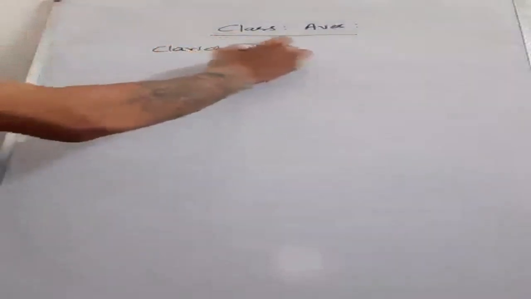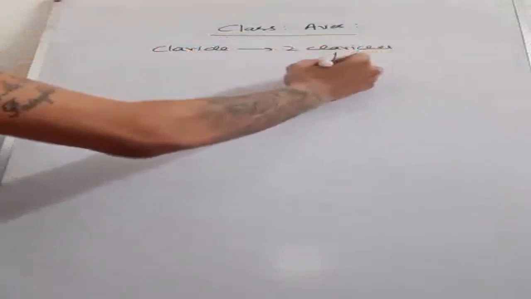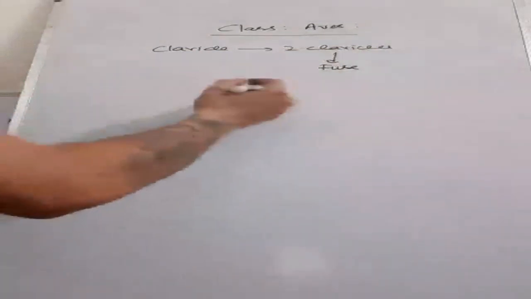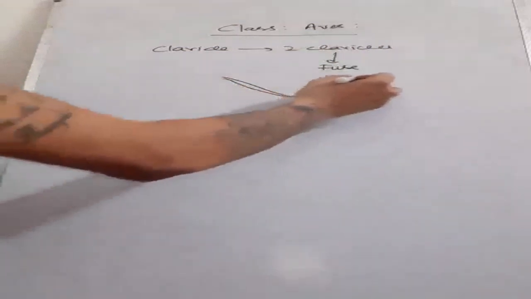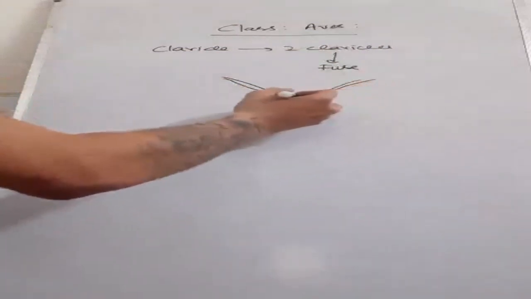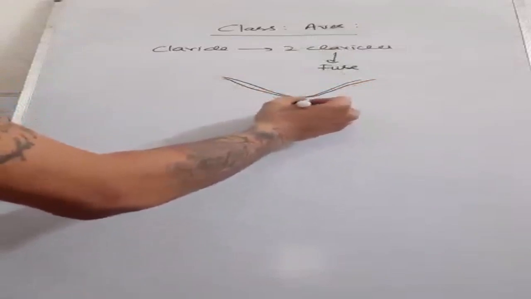I'll show you how it looks. So when we talk about the clavicle, it has got two clavicles, and these two clavicles, when they fuse together, give a V-shaped or Y-shaped structure. You see how it looks. This is one clavicle. This is another clavicle. Now these two clavicles are fusing at one point by another structure which is known as the interclavicle.